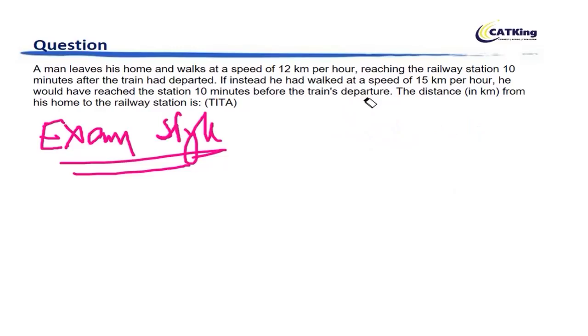Let me apply this to get the answer for this question in one step. Speed improves from 12 to 15. So the speed here has improved by 1/4, because 1/4 of 12 is 3. Therefore the time should reduce by 1/5.